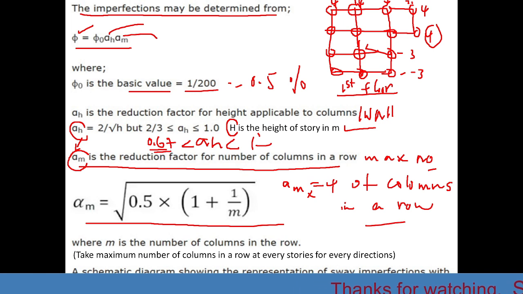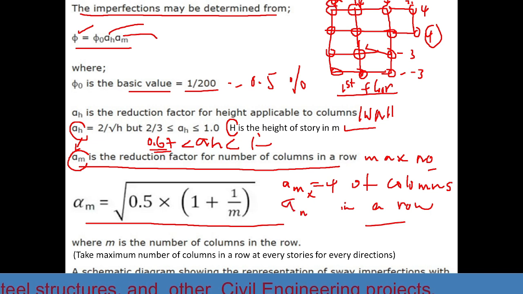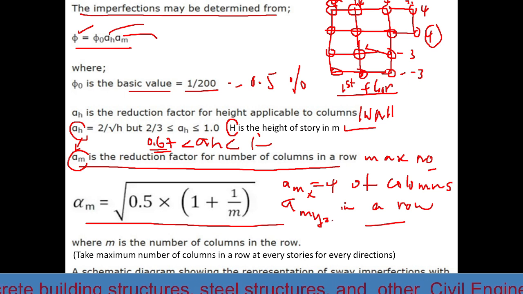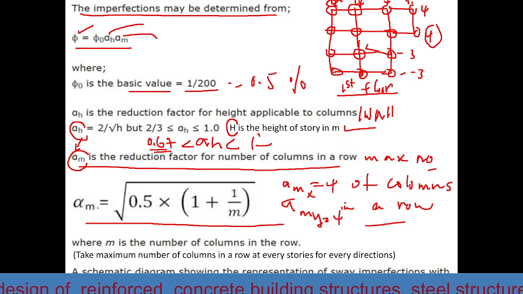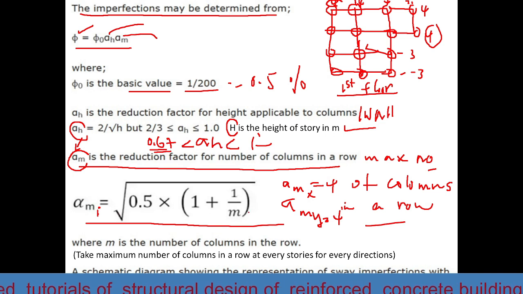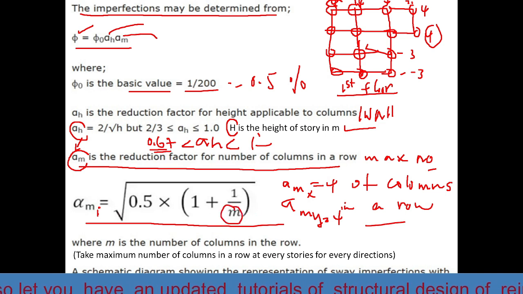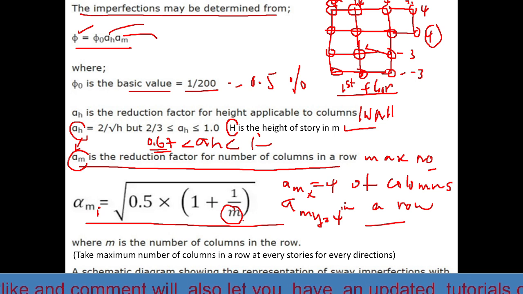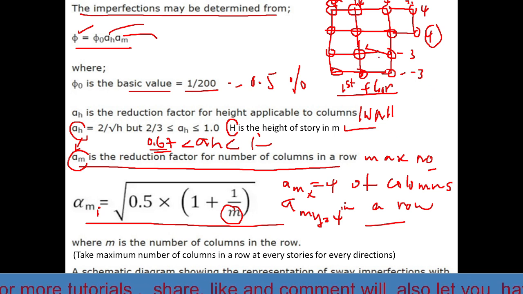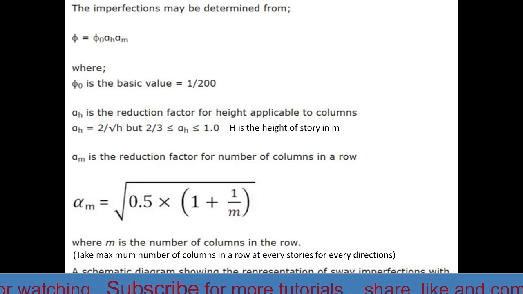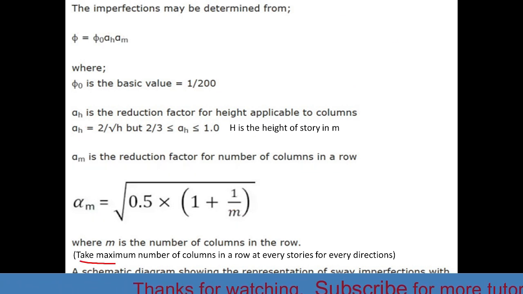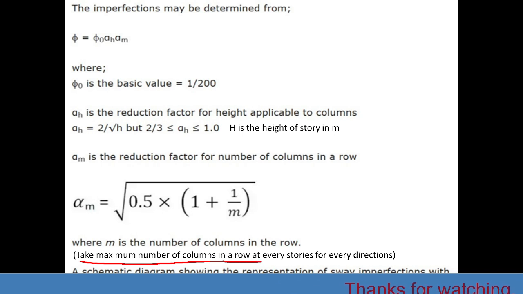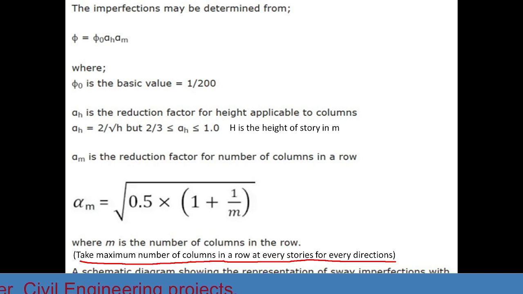So how many columns are there in a row? The maximum number of columns in a row is 4. So alpha m will be 4. So alpha m depends on the maximum number of columns in a row at a specified story. The maximum number of columns in a row at every story, for every direction, should be taken critically.